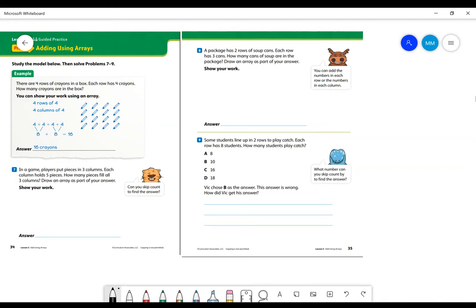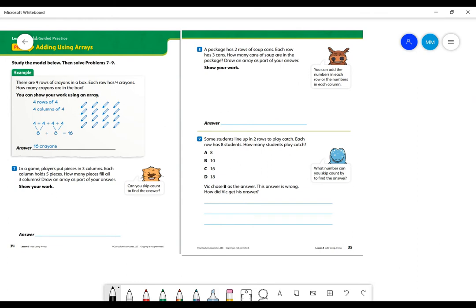So the past couple days, we've been talking about arrays, and arrays are visuals to help us see groups of numbers in rows and columns. So let's go ahead and get started with number 1. Well, actually, it says number 7. Silly Miss Mason. All right, our example says there are 4 rows of crayons in each box. Each row has 4 crayons. How many crayons are in the box? It says you can show your work using an array.